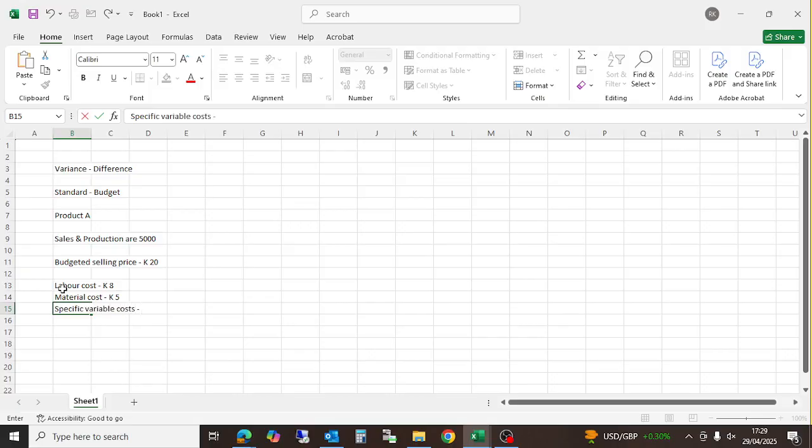So let's say we have specific variable costs of, let's say, 2 kwacha per unit. This is per unit, by the way. So all these three are known as variable costs. You know what a variable cost is?